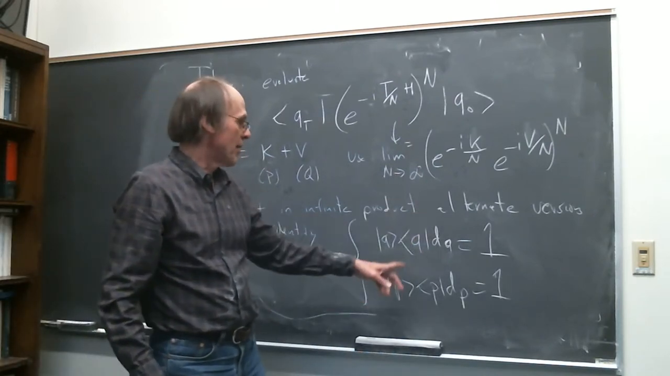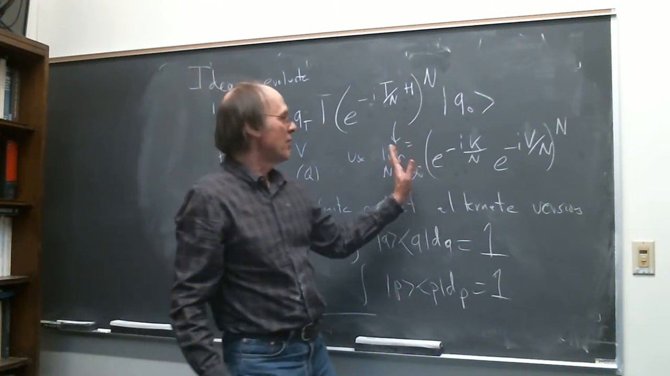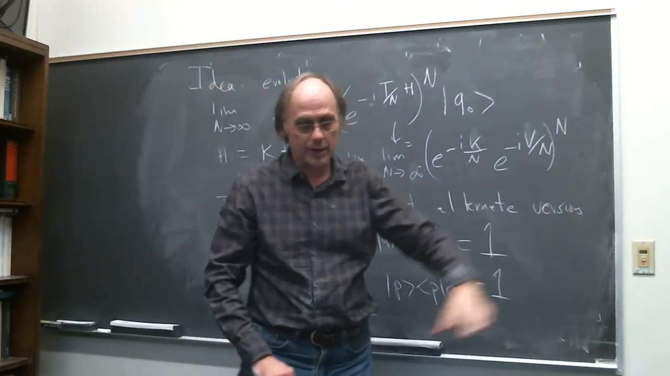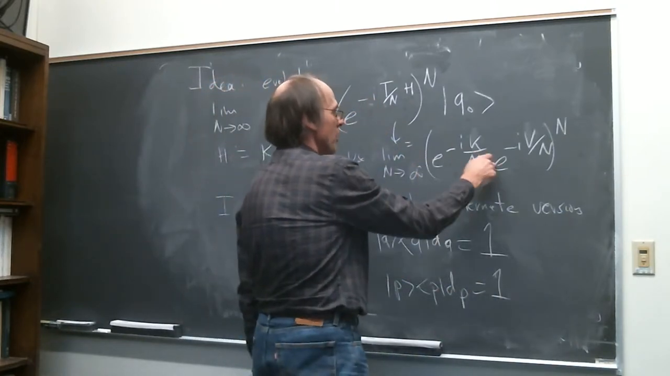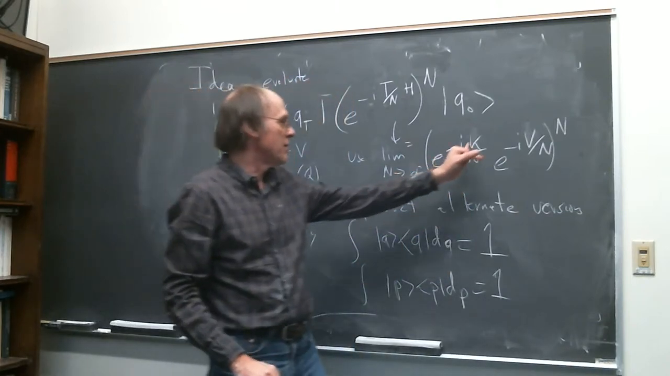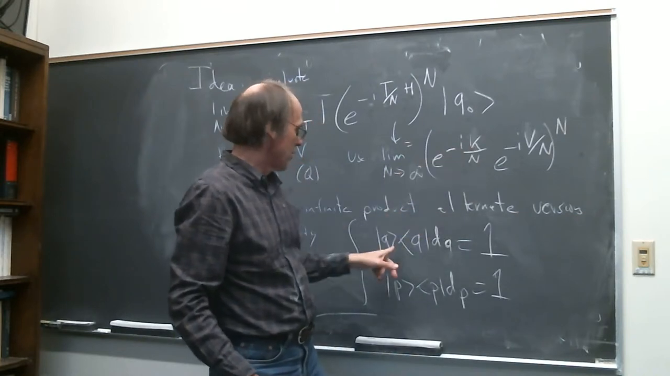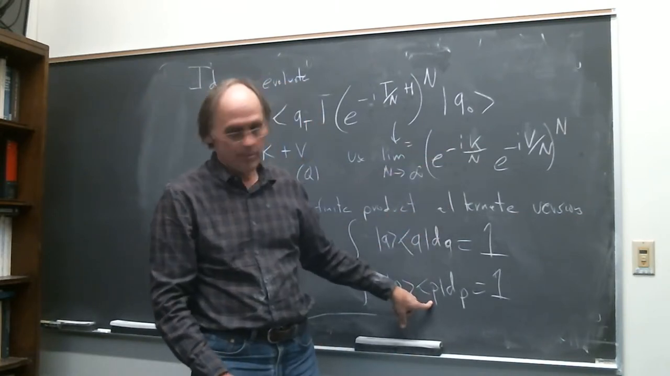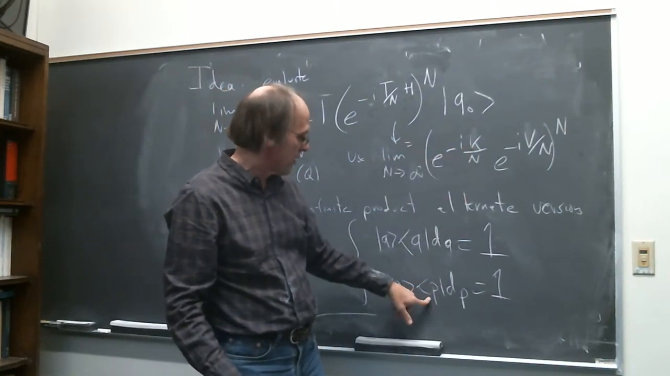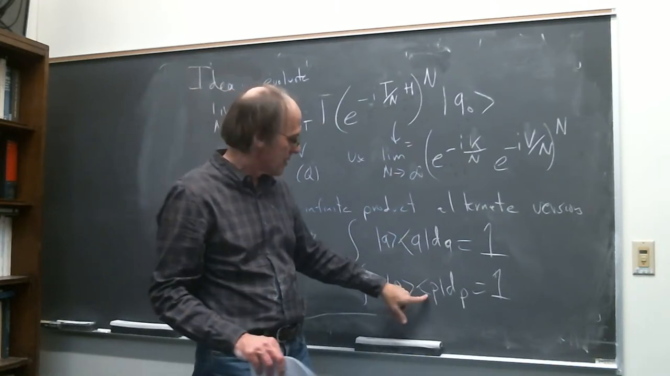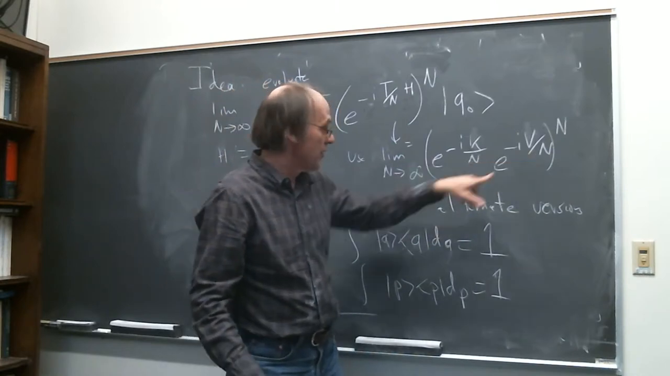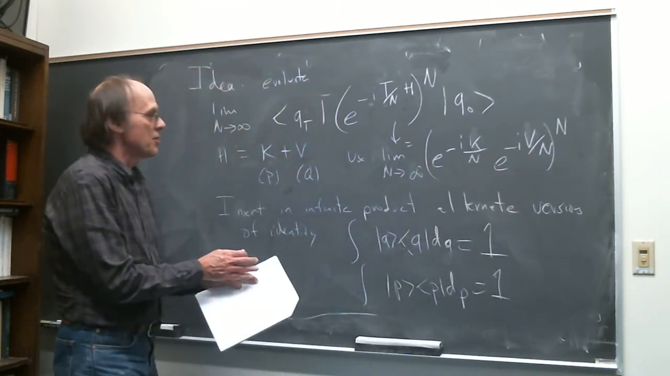And the game you play is that you turn this guy you want to evaluate into this infinite product, and then at alternate points in here you put in this guy or this guy, and then you evaluate this guy on the P side. Because these are P operators, evaluated on these guys it gives you just these guys are P eigenvectors. These guys are Q eigenvectors.